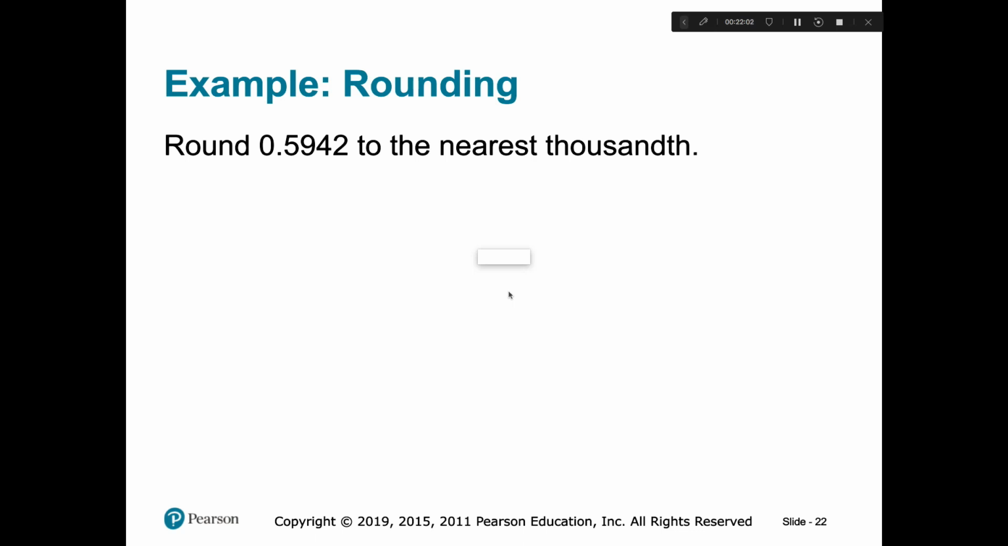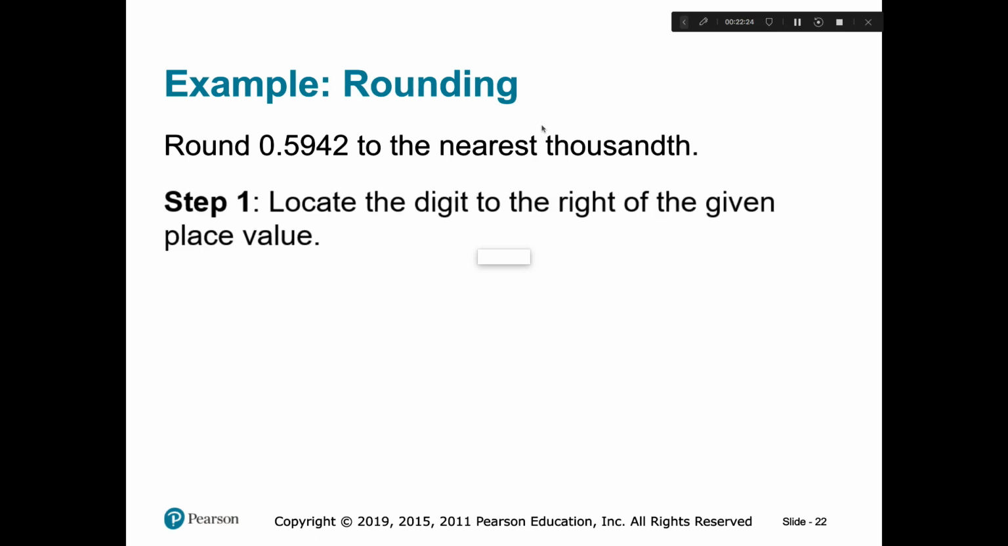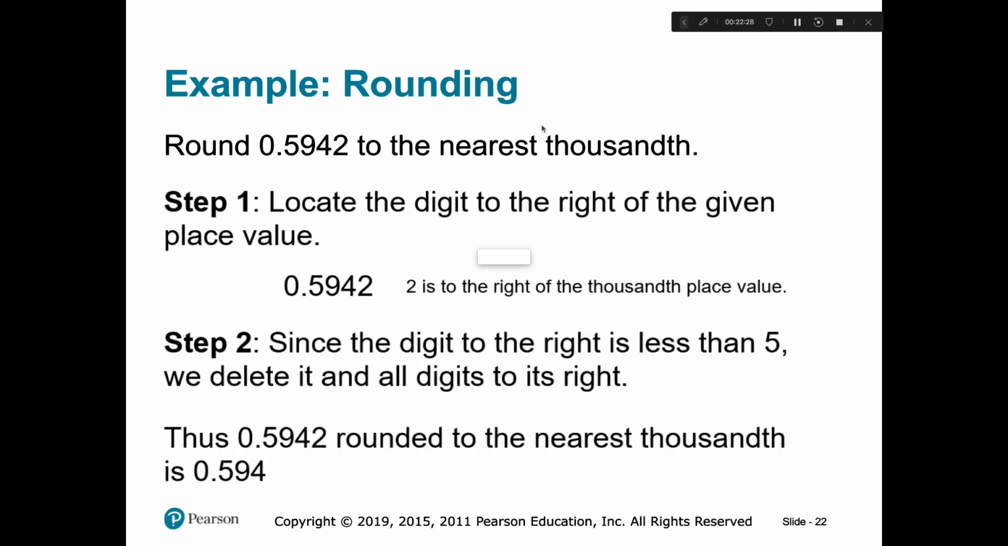We have 5,942 10,000ths, and we're rounding to the nearest thousandth. So we need to find what digit is in our thousandths place. What digit is in our thousandths place? The 4. We look at the digit next to that. It is a 2. So we are going to leave it the same. So we end up with 594 thousandths.